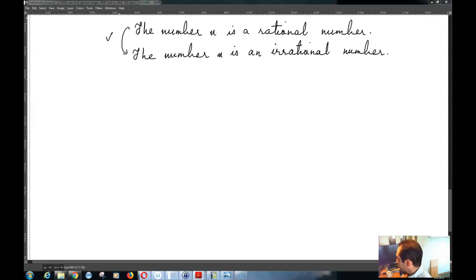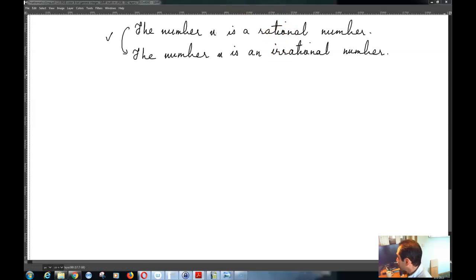So number 2, the answer that we have in the book, it says the negation of the first statement is x is an irrational number, which is the same as the second statement. Therefore, the pairs are negations of each other.